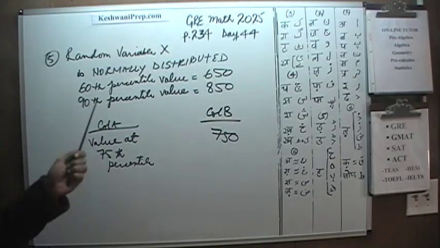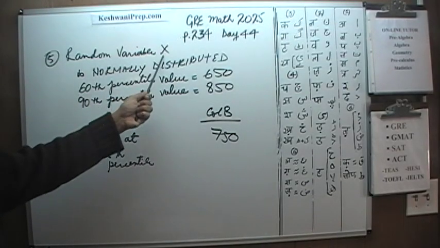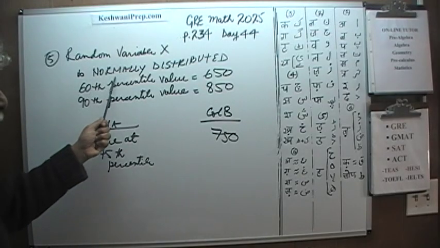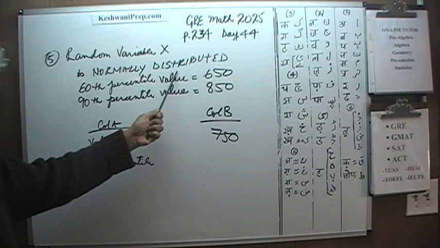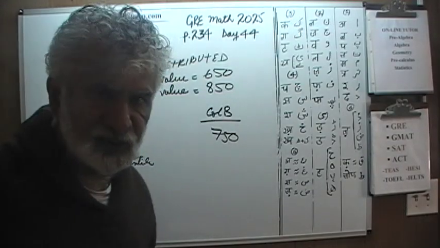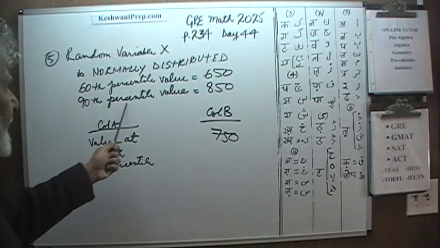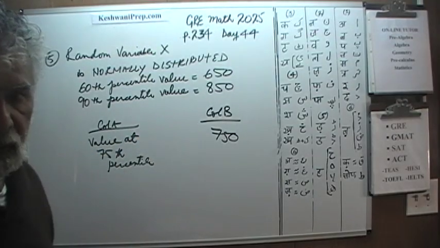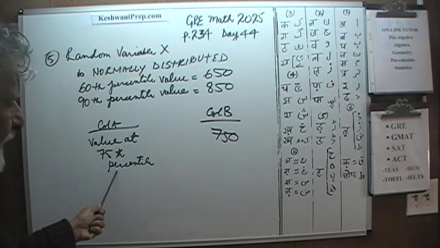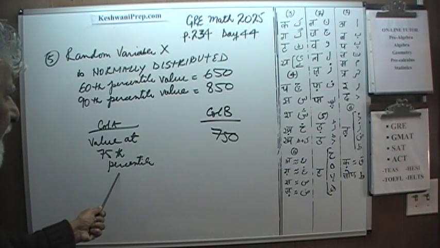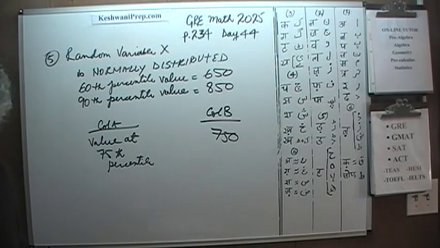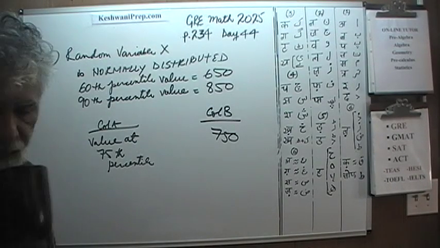Here's what we are told. We have a random variable x which we know is normally distributed. We are told that the 60th percentile value is 650. We are told that the 90th percentile value is 850. The question is, how does the value at the 75th percentile compare to 750? Go ahead, do it yourself. I'll give you a second to be able to pause and unpause the video.